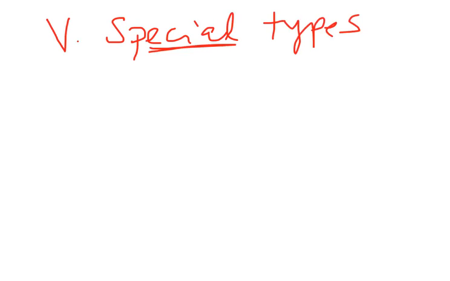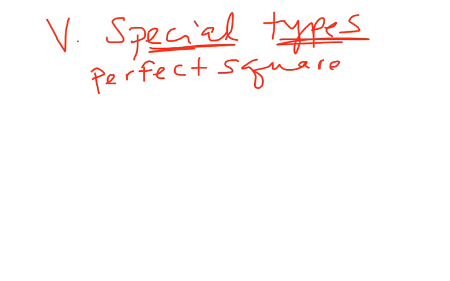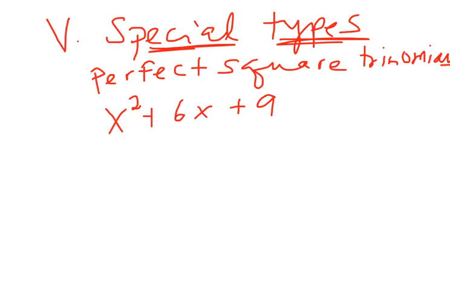Special types. Now, under the special types, we could do the perfect square trinomials, but I'm not going to spend time on the perfect square trinomials. And when we talk about the perfect square trinomials, we're looking at problems like this, guys. X squared, let's say, plus 6x plus 9. When you factor this, okay, you want to find two factors of 9 whose sum is 6.